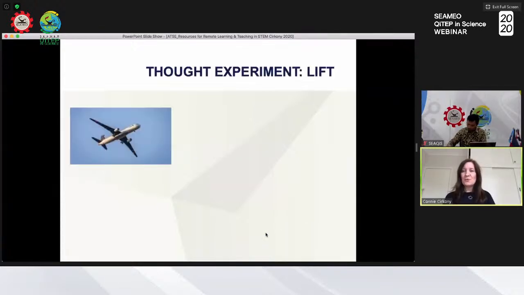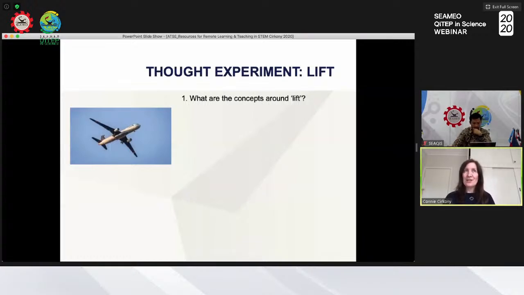So let's do a thought experiment. All right, so you're hopefully seeing a picture of an airplane, or maybe one is flying overhead right now. The concept of lift. Of course, lift is very complicated. Just think in your mind right now, or you can even write down in the chat box, what are the key concepts associated with lift? Okay, I'll give you just a few moments just to think in your head.